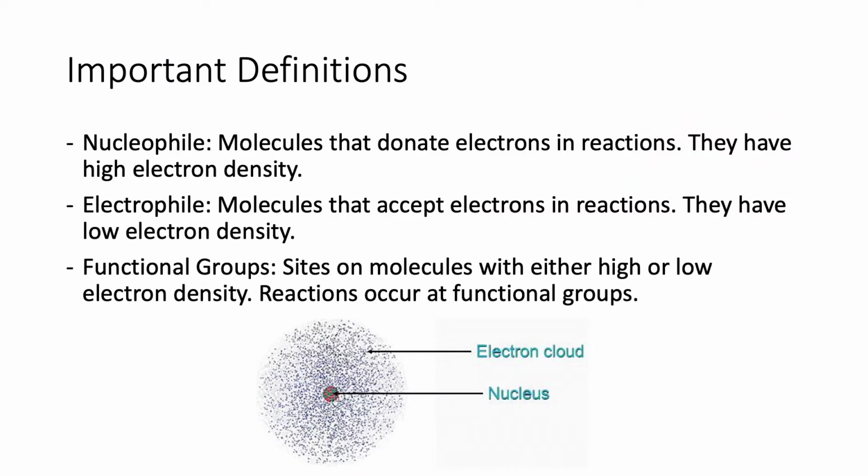So to start off, I'm going to go over a couple important definitions. A nucleophile is a molecule that donates its electrons in reactions, so it's going to have high electron density. Electrophiles are molecules that accept electrons in reactions, and these usually have low electron density. Functional groups are sites on molecules with either high or low electron density, so these are where reactions occur.